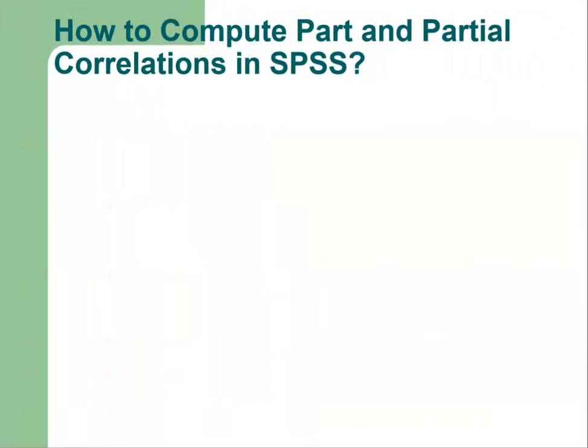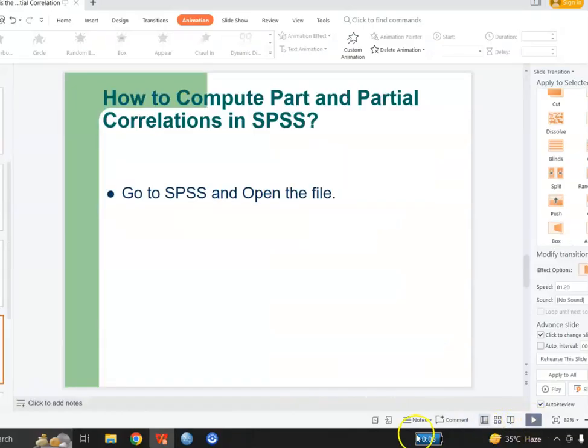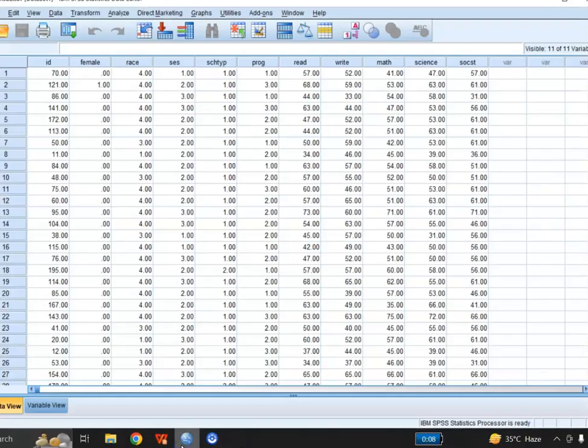And so how to compute part and partial correlation in SPSS? For that purpose, I'll open my SPSS file and I'll show and then explain. This is my data file. There are a number of variables. This is gender, this is race, this is school type, this is program, this is reading score, this is writing score, this is math score, this is science score, and this is social study score.